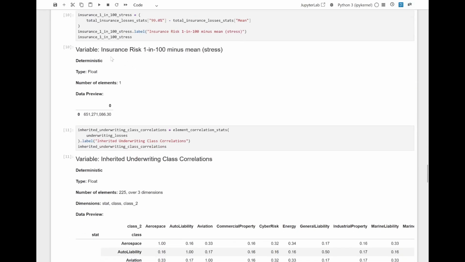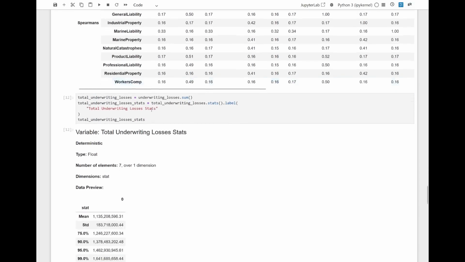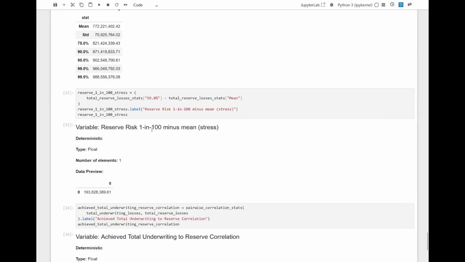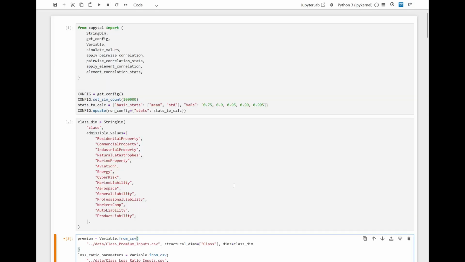total insurance risk stats. So here we have our 1 in 100 stress. This is now 650. In the previous run without doubling premium, this was about 420 million. And the reserve risk figure for the same metric, so the 1 in 100 stress, that's deviation from mean, is gone to about 190 million, and previously this was about 220 million. So we've seen a reduction in this figure, and we're going to have a look at how that compares to the other method.